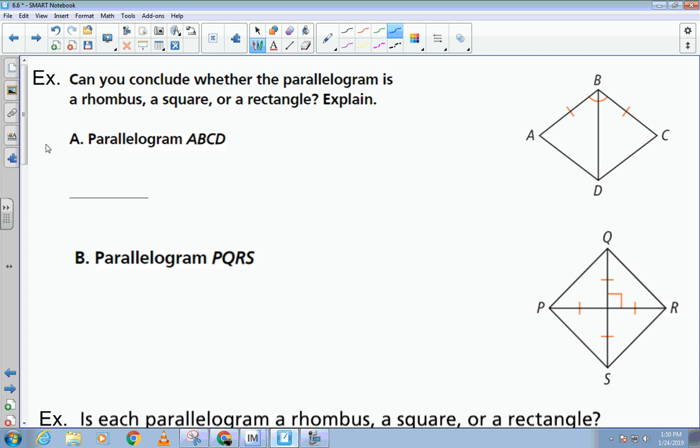We also know it's a parallelogram, right? So if we know that these two sides are congruent and it's a parallelogram, so what can I do from that? Then the opposite sides are congruent, right? So all four of them are going to be congruent. Now, does that make a square? Now, what does that make? It's a rhombus, right?